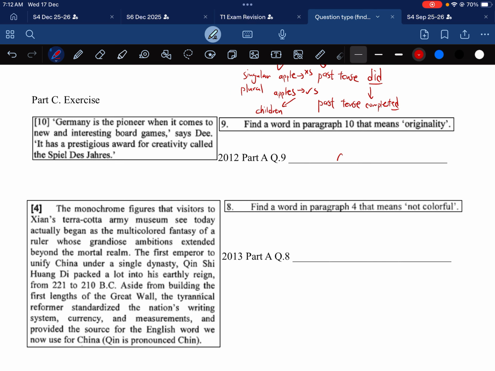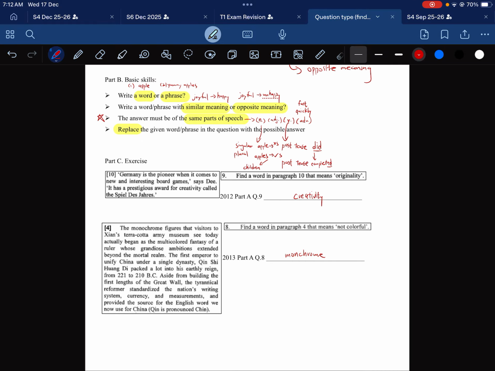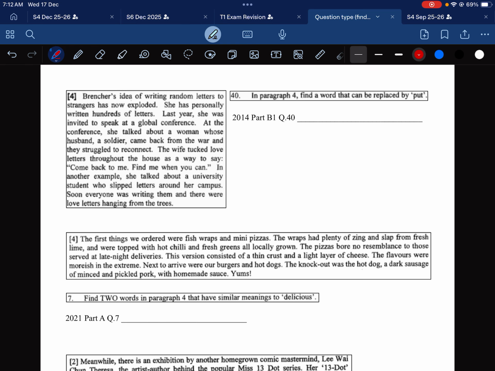Okay, the first one is creativity. Okay, I'm not going to explain any more. The second one is monochrome. They are quite difficult. Judging from the statistics, not many students could do that, so we'll skip to some of the questions. They are more likely what you will find in the coming reading exam for your term exam.